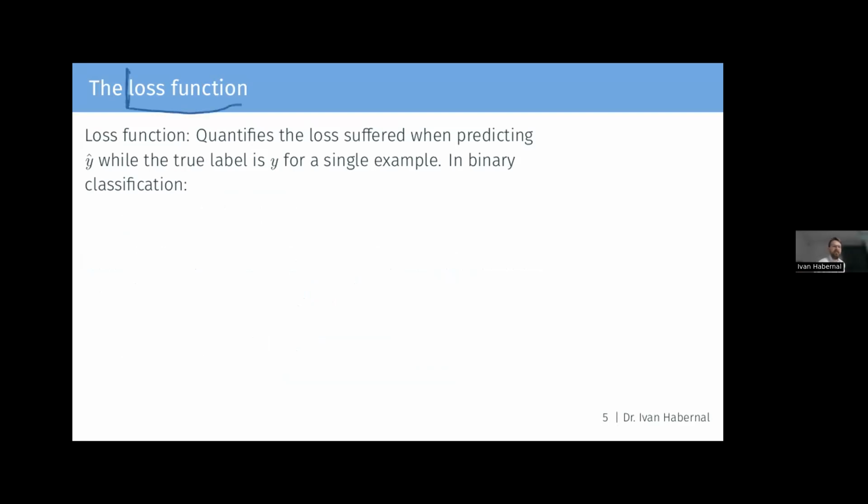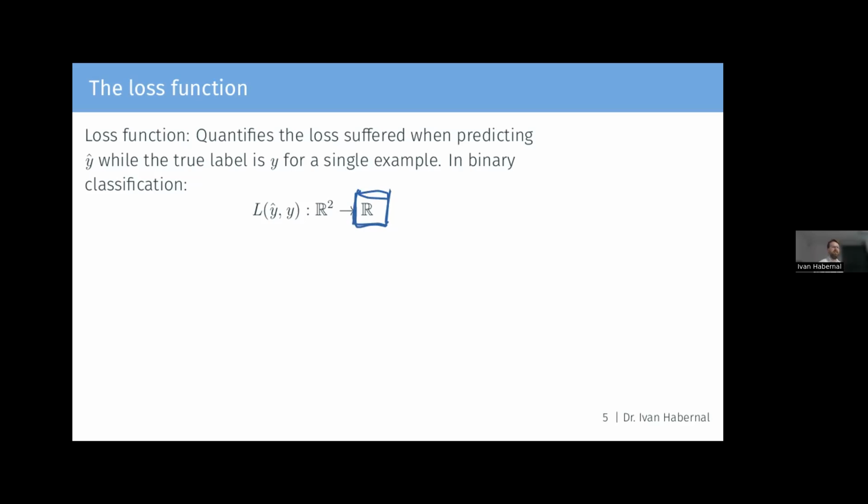So a crucial concept in machine learning and deep learning is the loss function. It's quantifying how much loss we obtain when predicting this prediction y hat, while the true label is y, for a single example. So if we have a binary classification, the loss function, which is parameterized by y hat, the prediction, and y, the gold standard data point, maps from a tuple of these two into real numbers. So the loss gives us a real number.